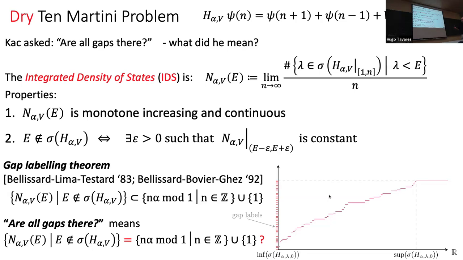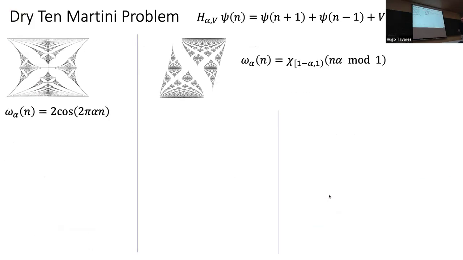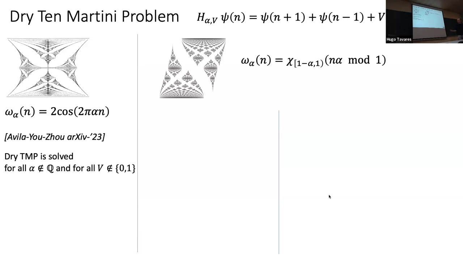Okay. Now let's see what is known about the problem for both kinds of operators. Once again, the AMO, almost Mathieu operator, with this potential is actually much more studied. The community is slightly bigger. Many works, I will just say what's kind of the latest progress, which is on arXiv a few months ago. Avila, You and Jitomirskaya solved the dry Ten Martini problem for all irrational alphas and for almost all V's. So V different than zero always, but V also different than one. For V equal to one, it is not provided in the preprint. When V equals one, it's called the critical case. It's an interesting case, but that's kind of the latest progress.